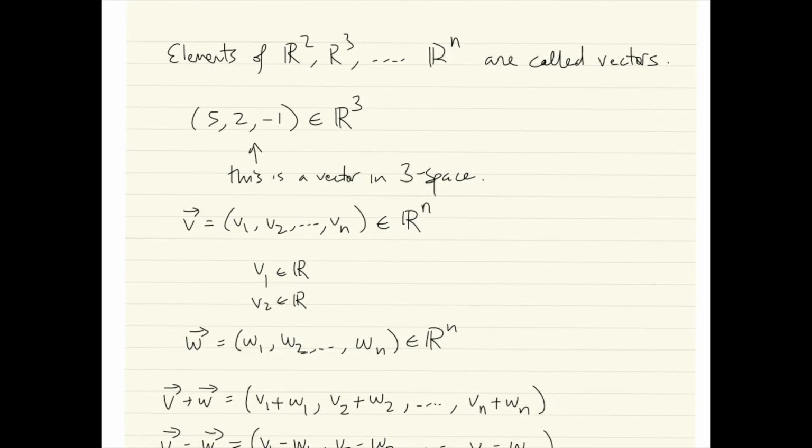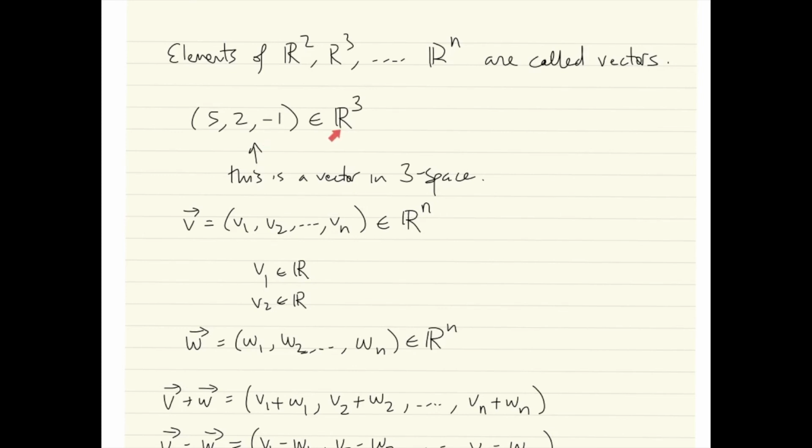Elements of R2, R3, or even Rn are called vectors. So what is a vector? Well, let's stick with the case of R3. An element of R3 is just a triple of numbers. So here's a specific example, (5, 2, 1). And we use these parentheses, not square brackets, to denote a vector. And this symbol here means an element of. And this is one particular element of R3.